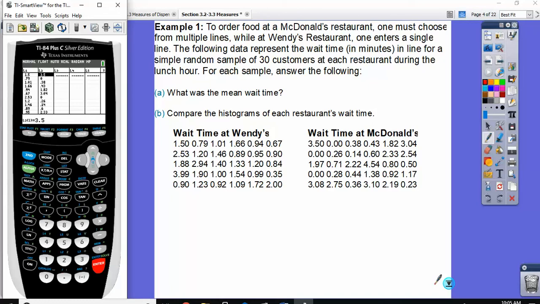Where did we go to get the mean yesterday? Stat, Calculate. So go back to Stat, over to Calculate. Now yesterday we did one variable statistics because we only entered one set. So today we're going to do two variable because I just entered two sets. As long as you use list 1 and list 2, you don't have to change anything, just hit enter through all of that.